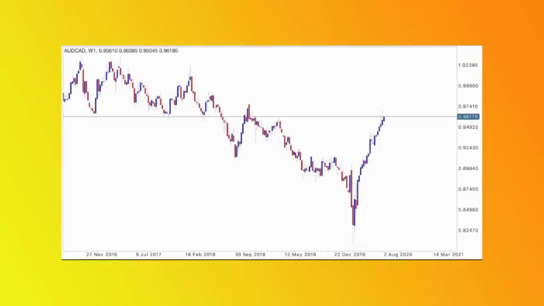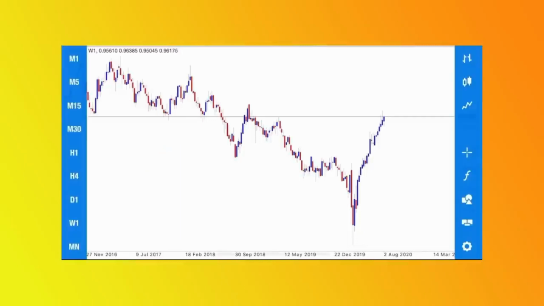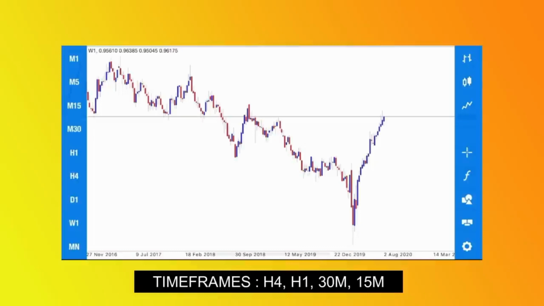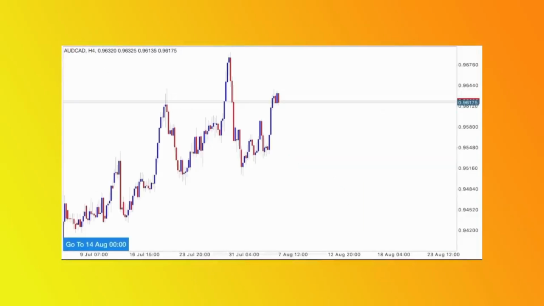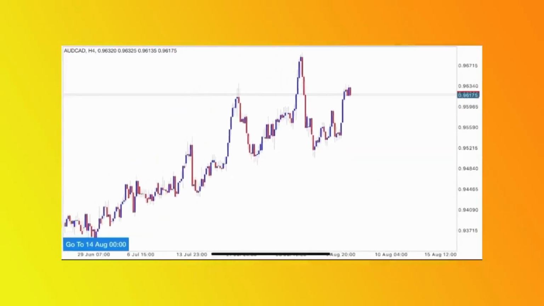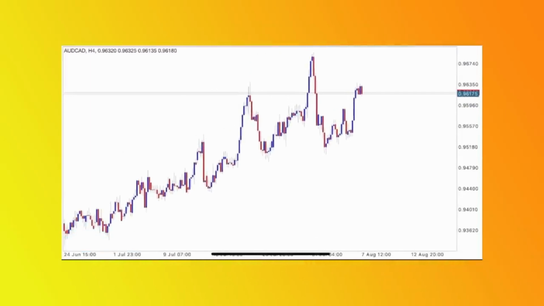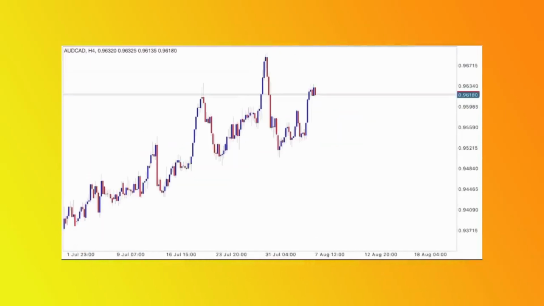So in order for you to use these levels, we need 4 time frames. You need the H4 time frame, you need the H1 time frame, you need the 15 minutes time frame, and you need the 30 minutes time frame. And you can find them here by the side, as you can see. So we're going to quickly go to the 4-hour time frame and see what we can see further from this trading instrument. So you can see now we have AUDCAD. This is the H4 chart, which is the 4-hour chart.